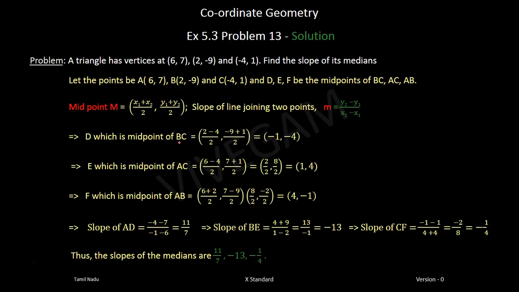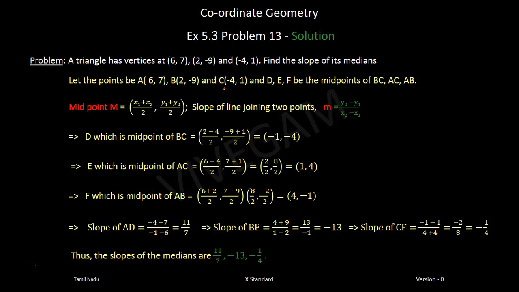So, where is B? This is B and this is C, right? So, the midpoint is (x1 plus x2) by 2, that is (2 minus 4) divided by 2, and (minus 9 plus 1) by 2. Okay. So this will be minus 2 divided by 2, that is minus 1. This will be minus 8 divided by 2, that is minus 4. Similarly, E is the midpoint of AC, right? This is A and C.